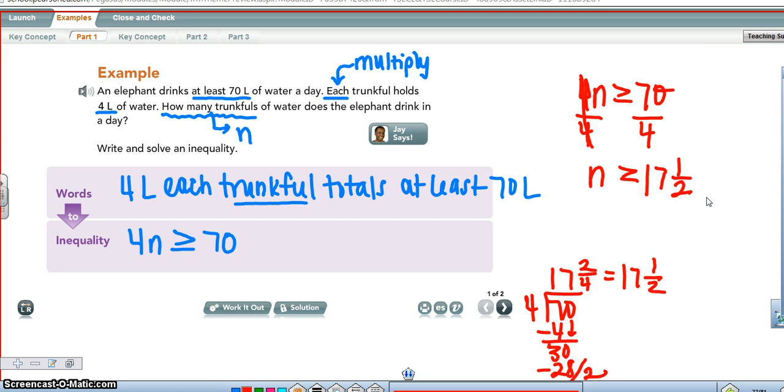So what's this tell us? Okay, n is how many trunkfuls. So our number of trunkfuls must be greater than or equal to 17 and a half in order for this elephant to drink the right amount of water.